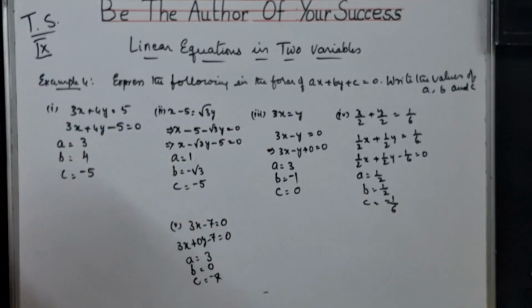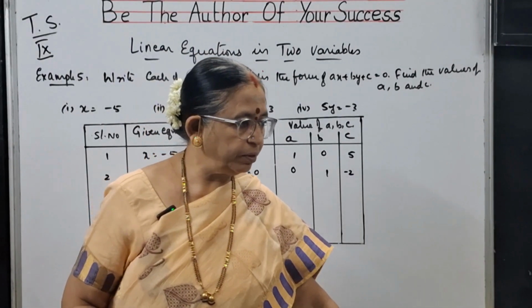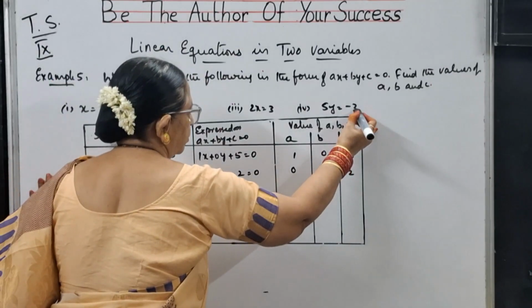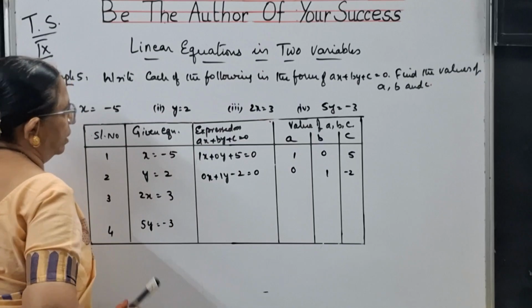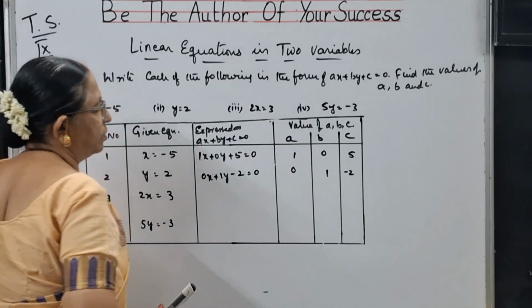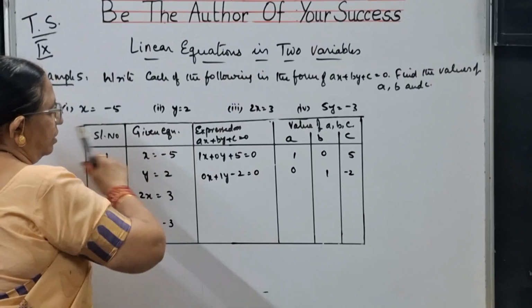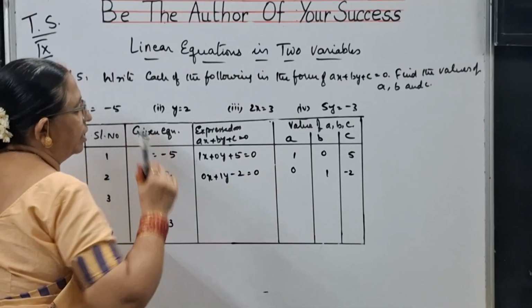Please note it down. Now, children, the next problem. The next one is they have given it like this in your book. Example 5. Write each of the following in ax plus by plus c is equal to 0 and find the values of a, b and c. The table is given in your textbook, and in this the first and second problems are done by them.